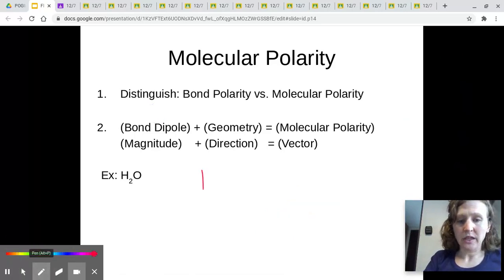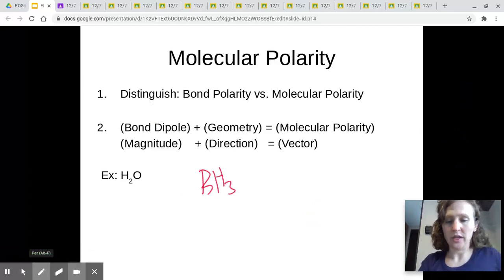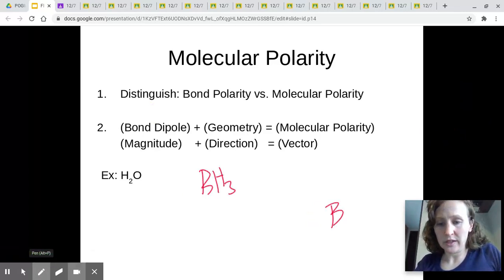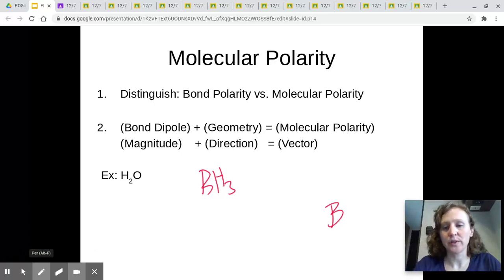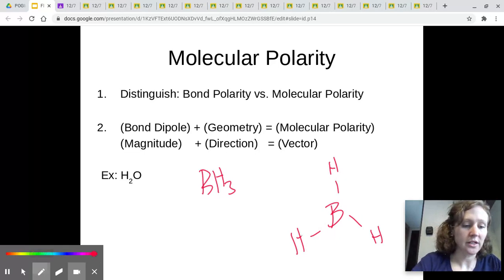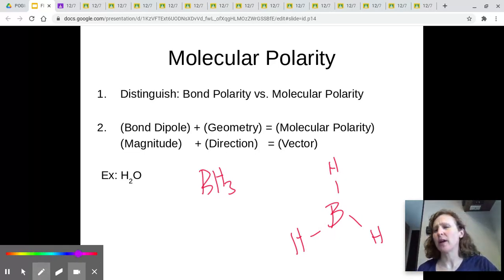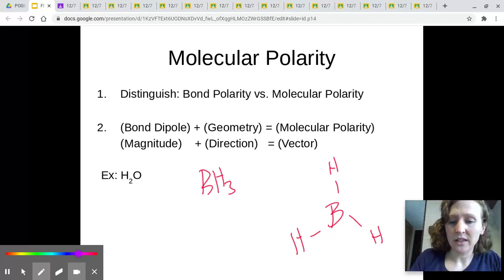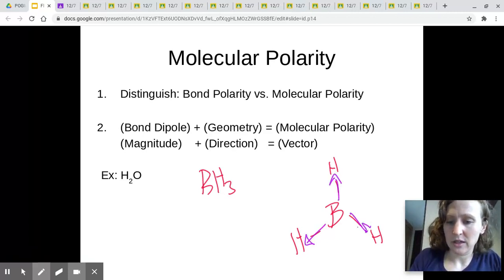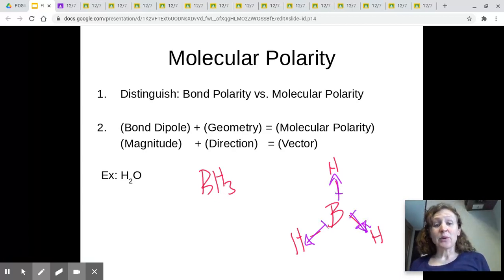How about BH3? If I have BH3, first of all, I want to draw the Lewis structure. Second of all, I want to consider, do I have dipoles? And I do have dipoles. I know that hydrogen and boron are different elements. They're going to have different electronegativity. I'm not 100% sure which one's going to be more electronegative. Let's pretend hydrogen is more electronegative than boron. Either way, though. Next, I want to consider the geometry.